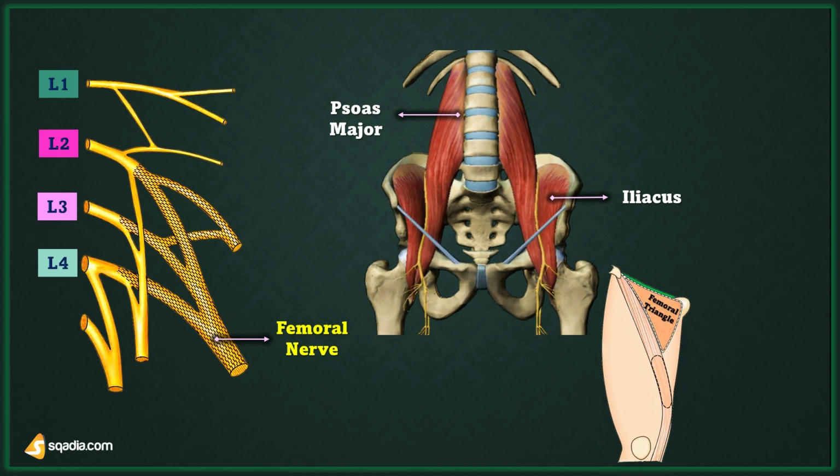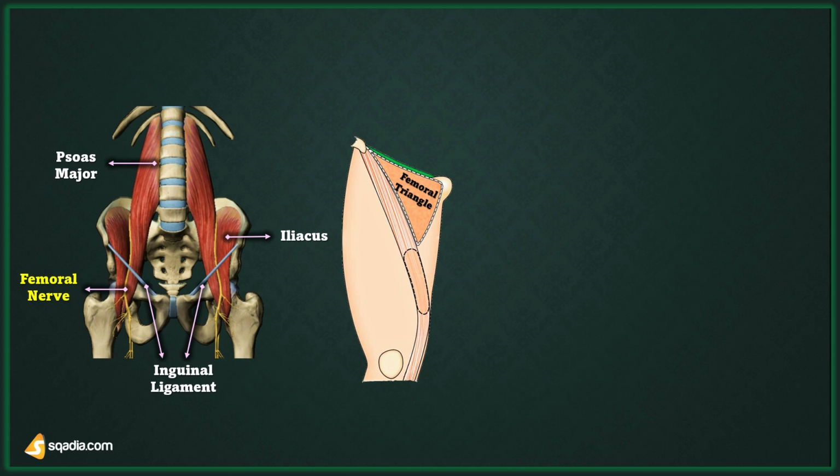As it enters the thigh, specifically the femoral triangle, it courses behind the inguinal ligament, laterally to the femoral sheath. Did you know that the femoral nerve is not included in the femoral sheath like other nerves? If you look here, you can see that the femoral vessels are present within the femoral sheath.